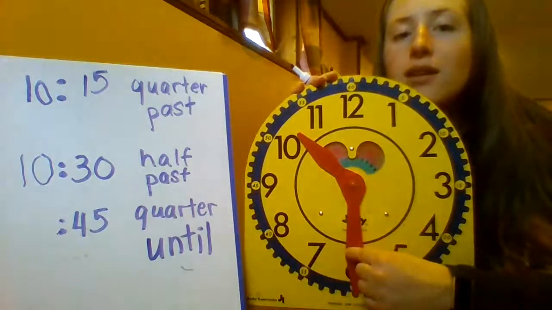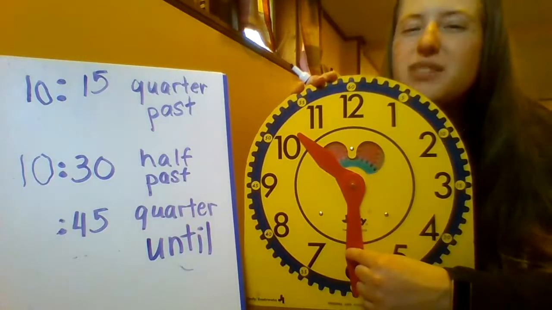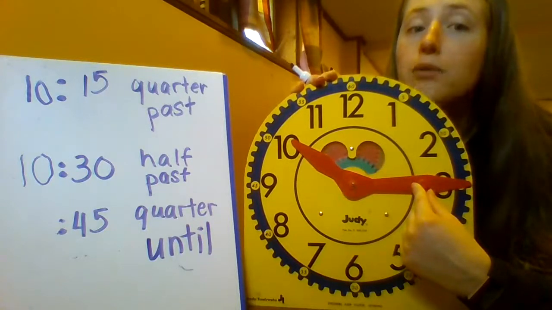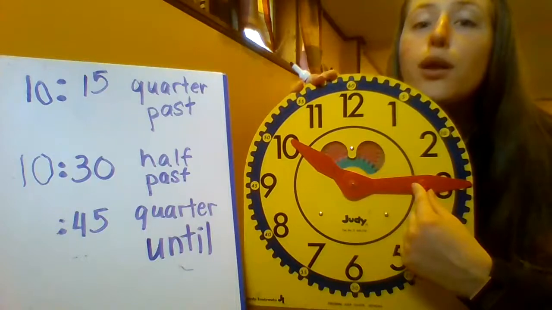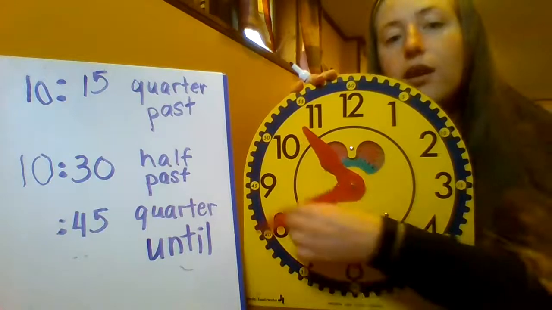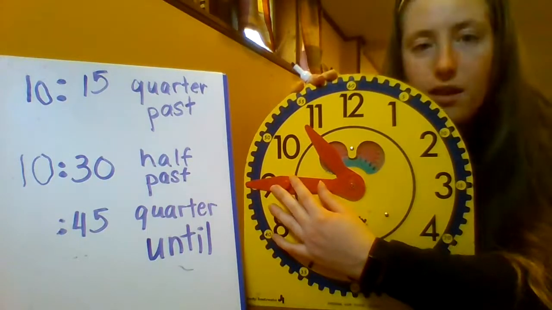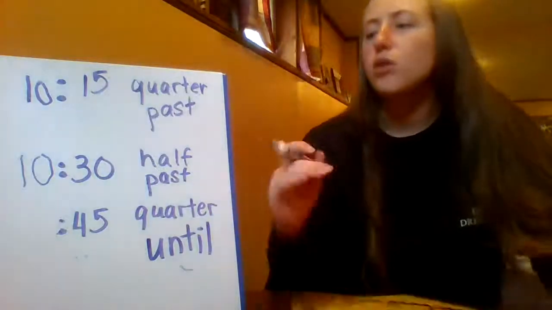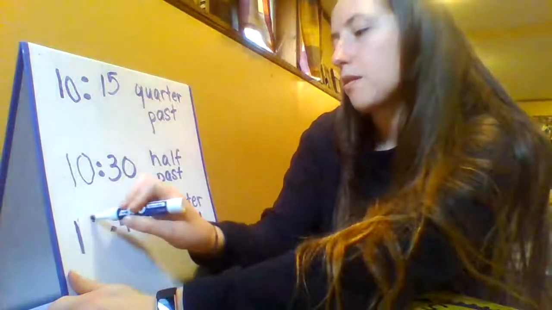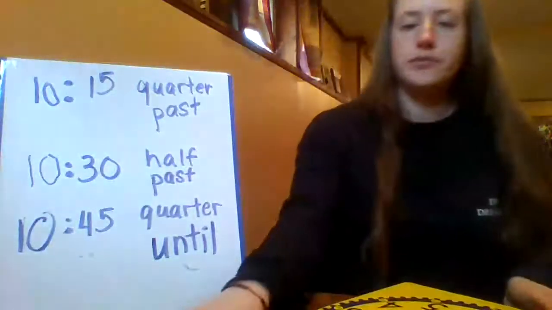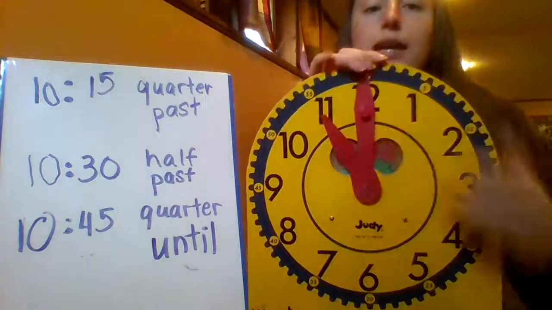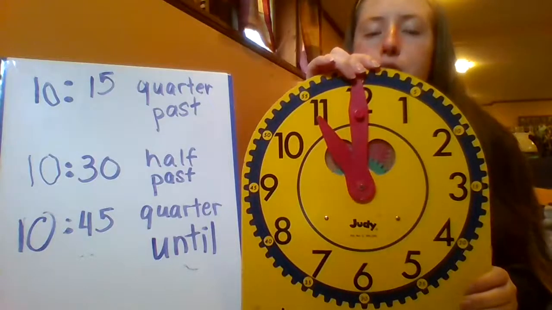If we look here, our hour hand's still pretty close to 10. If we go back to 10:15, wow, the hour hand is really close to 10. So it's quarter past 10. Now it's half past 10. And now it's quarter until 11. So close to 11. Not there yet, but so close. And now, dun-dun-dun, it's 11 o'clock. So it's 11:00.